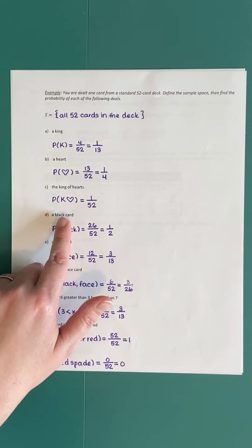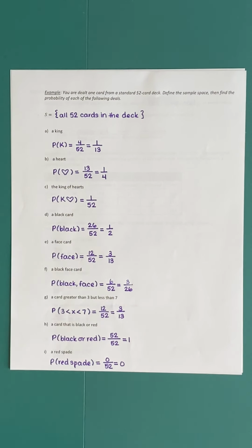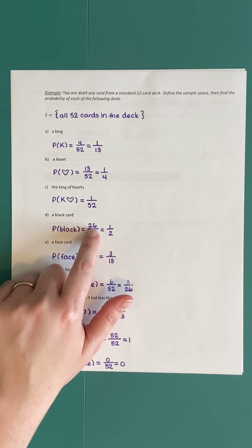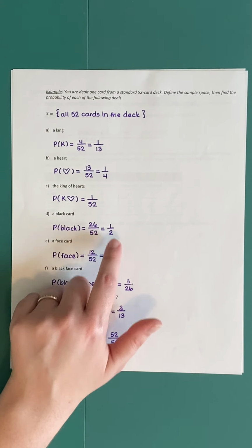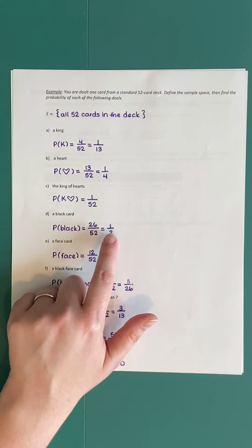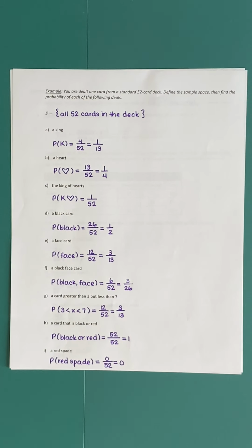Now, what about dealing a black card? Well, what does that mean? Remember, there are 4 suits, 2 suits are red, 2 suits are black. So that means half of the deck is going to be black cards. Specifically, if there are 13 per suit and 2 suits of black cards, then there are going to be 26 black cards in total. So 26 out of the 52 possible deals. Again, that reduces to 1/2. So in other words, half of the time, you're going to deal a black card if you're just dealing randomly from a well-shuffled deck.